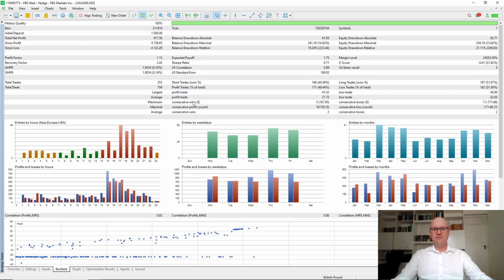So now if we look at our final results using a fixed lot of 0.01, it had a total net profit of $617.56 and a low equity drawdown of only $254. In the 3-year period, it placed a total number of 353 trades with a 48% win rate, but remember our take profit is larger than our stop loss. It looks to be a very conservative, risk-averse robot that is ideal for anybody looking to trade gold.